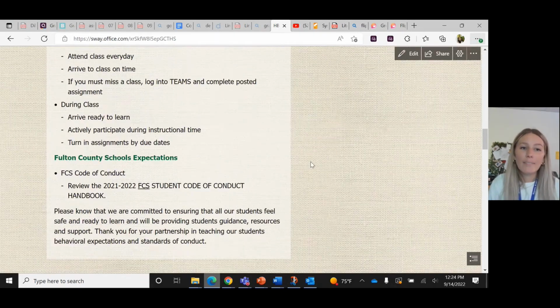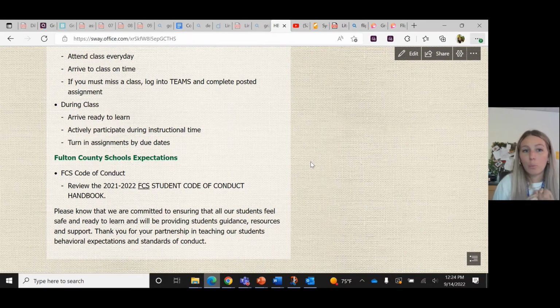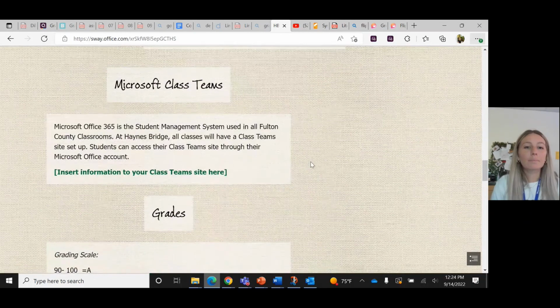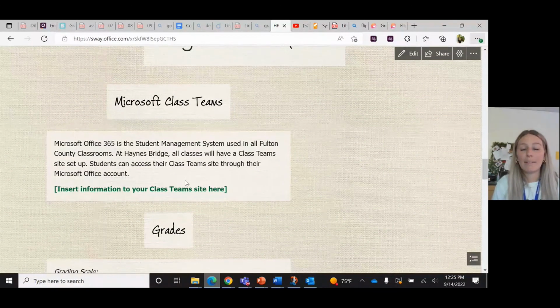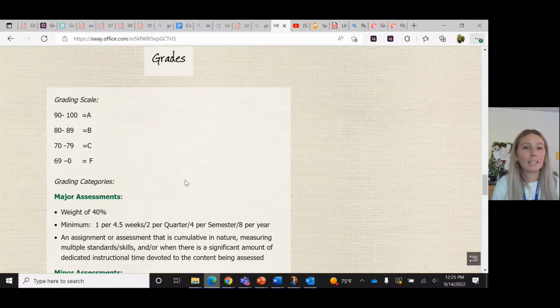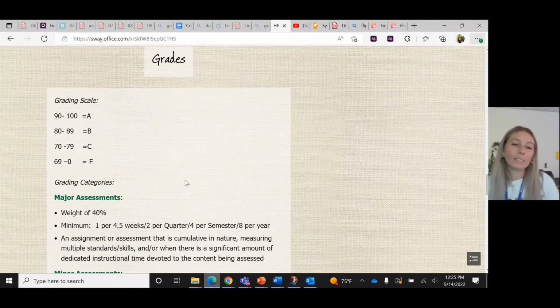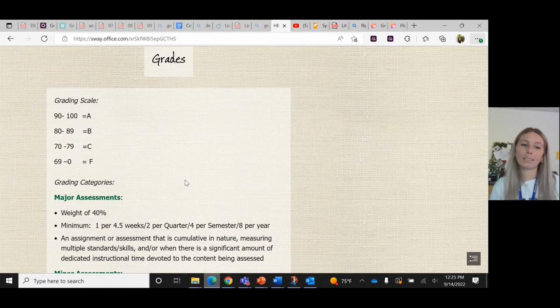So during class, I have high expectations of students actively participating. That means coming in and getting right to work on their warm-up. They are having academic discussions with their peers, and they're always turning in their assignments on the due date. Like I said, we do use Teams as a way to communicate with things they may have missed in class and assignments. So grading for my high school classes is a little bit different than a normal middle school class.